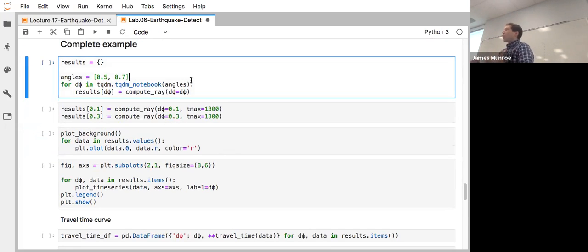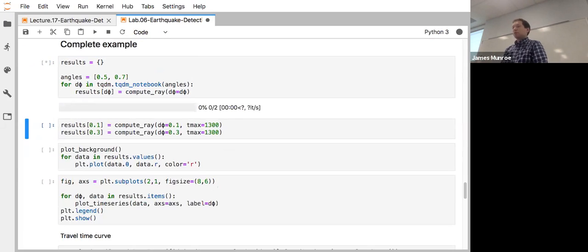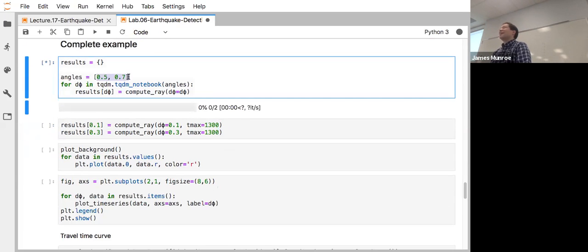So here is how to run a series of simulations. I'm only running the one for 0.5 and 0.7. You always could add in more. You'll need to add in more. You'll need to choose which particular angles make sense to have the rays end up where you want them.